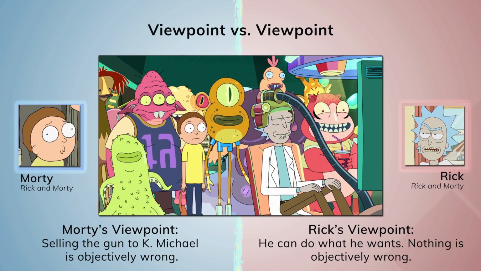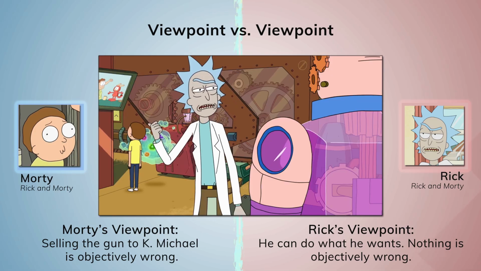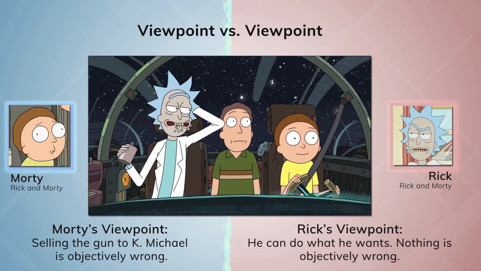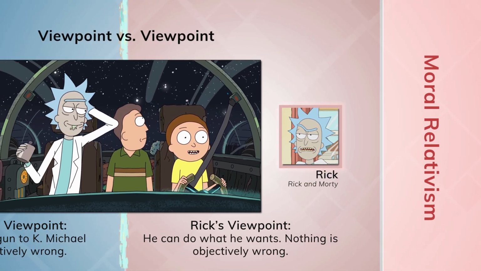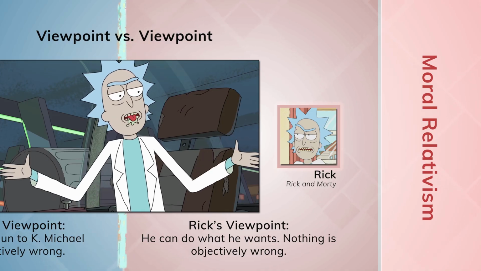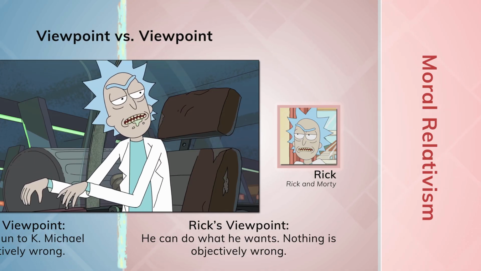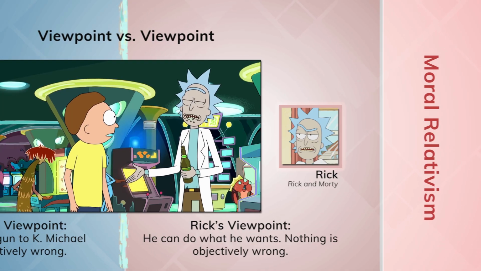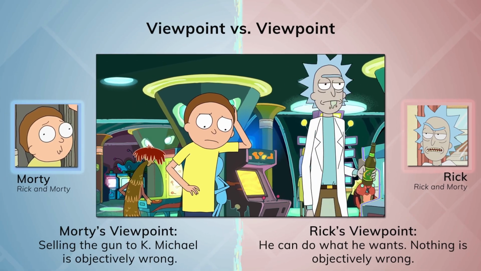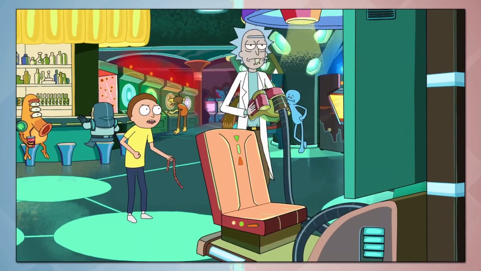Rick believes that he can do what he wants, that there is no absolute standard of morality. He believes he creates his own morality, and that there is nothing objectively wrong with him selling a weapon to an assassin, because there is no objective morality in the first place. And we can clearly see how their beliefs conflict in this scene.